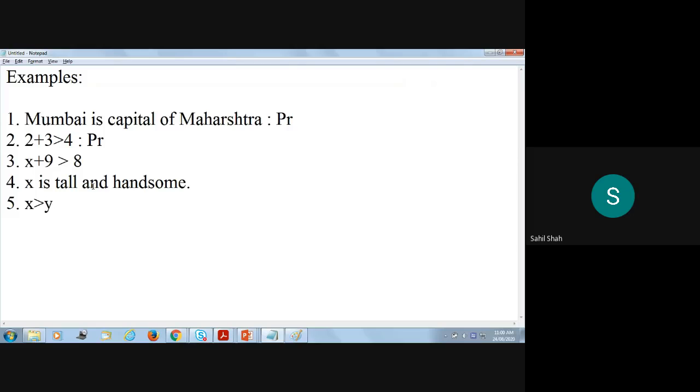If in a statement we have some variable present for which, unless and until I put a value of that variable, I will not be able to determine the truth value of the given statement, that will not be said to be a proposition. Fine.